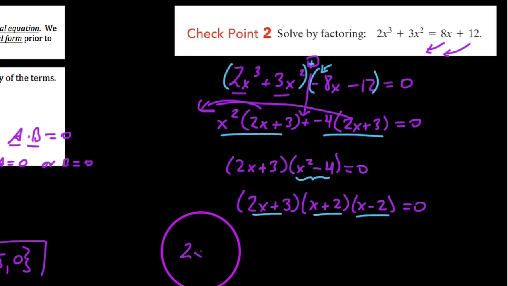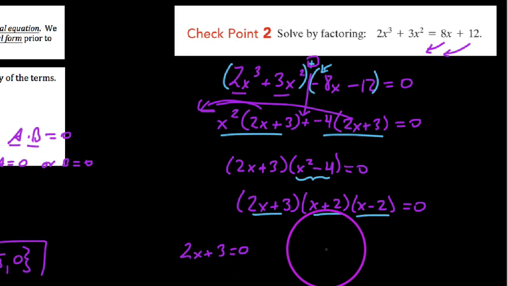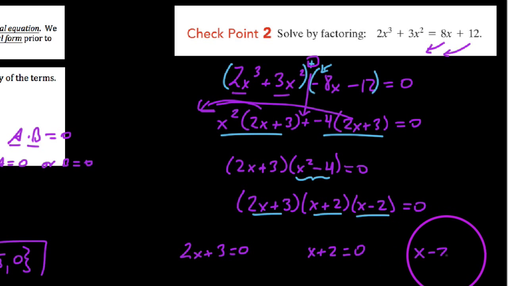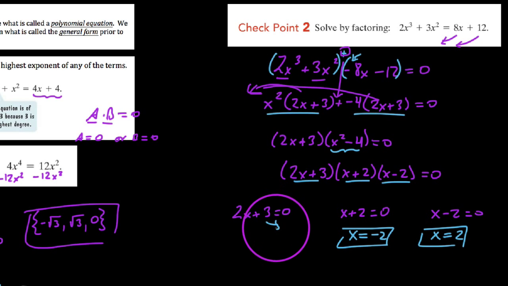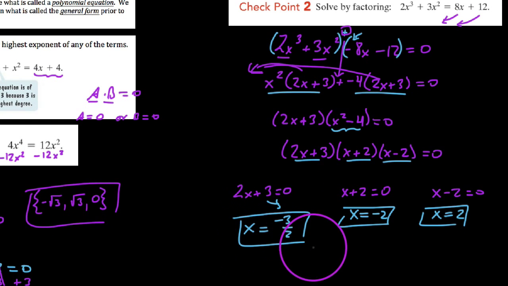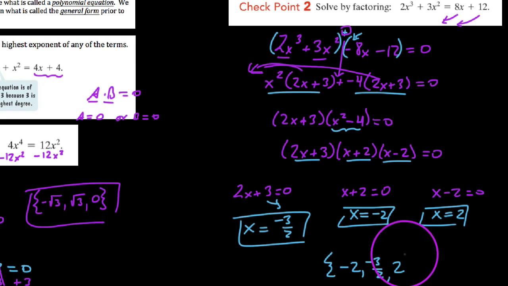Either 2x plus 3 is equal to 0, or x plus 2 is equal to 0, or x minus 2 is equal to 0. And solving each of these on the right here, I get negative 2 here when I solve for x, and I get positive 2 when I solve for x here. Here, on the left, we would subtract the 3 and divide by 2, so we get x is equal to negative 3 over 2. So our set of solutions here would be this set containing negative 2, negative 3 halves, and 2. And I just put them in that order because I like increasing order, but you don't have to.